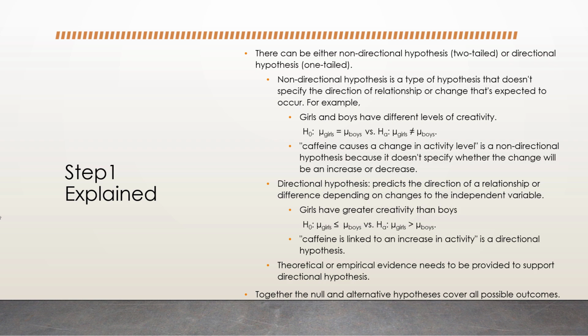A directional hypothesis, on the other hand, specifies the direction of the difference. Using an example about how caffeine and activity level is related, the non-directional hypothesis is caffeine changes activity levels. The directional hypothesis would be caffeine increases activity levels. Another example of directional hypothesis is that H0, the mean of girls, is lower than or equals the mean of boys. And the alternative hypothesis HA is the mean of girls is greater than the mean of boys.